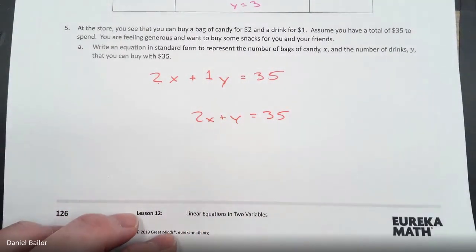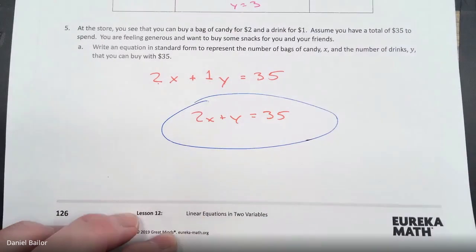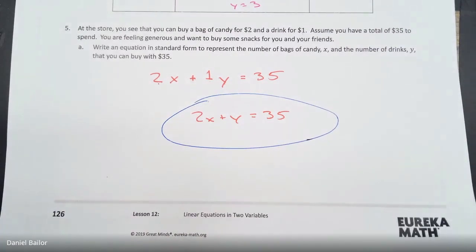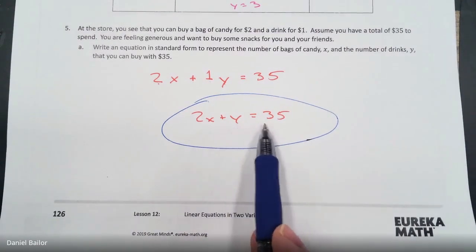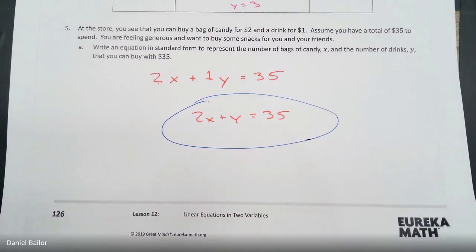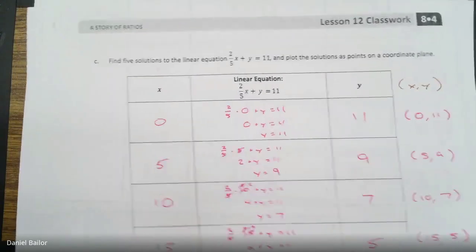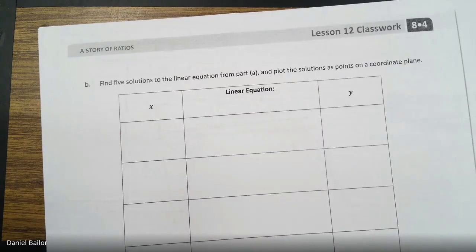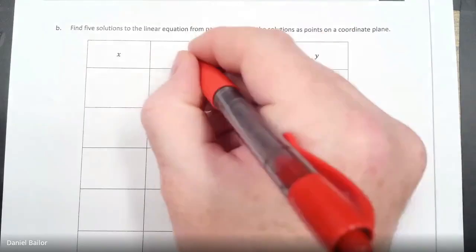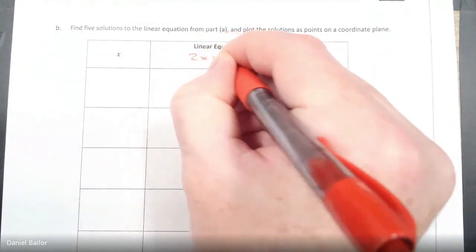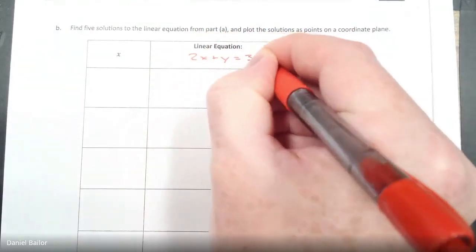That's the equation that you can use to find out how much candy and drinks you can buy for you and your friends. $2 for the candy plus $1 for the drinks should be $35. 2x plus y equals 35. Going to the next page, page 127. That's the equation we're going to use. 2x plus y equals $35.